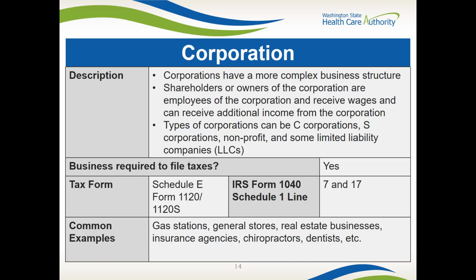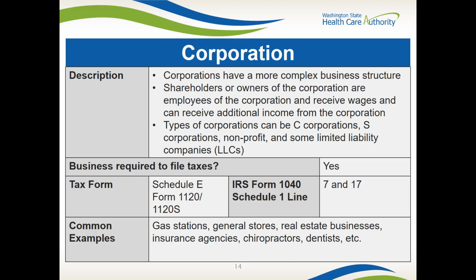Shareholders of the corporation are essentially employees of the corporation and can be paid wages and dividends from the corporation. A corporation is required to file a federal tax return depending on what kind of corporation it is. IRS Form 1120S, U.S. Income Tax Return for an S Corp, or Form 1120, U.S. Corporation Income Tax Return. Shareholders of an S corporation will each receive a Schedule K1, Form 1120S, indicating their yearly dividend amounts received and their percentage amount of the corporation.